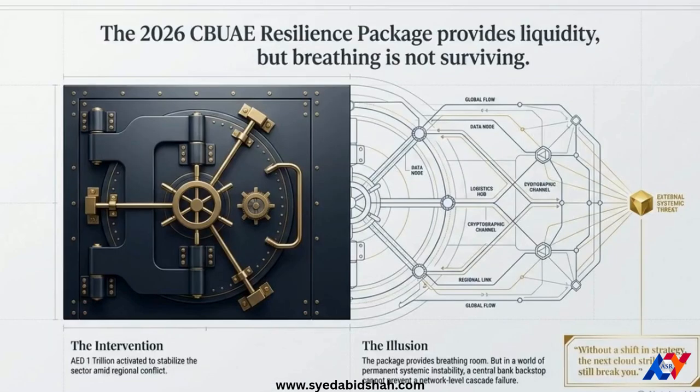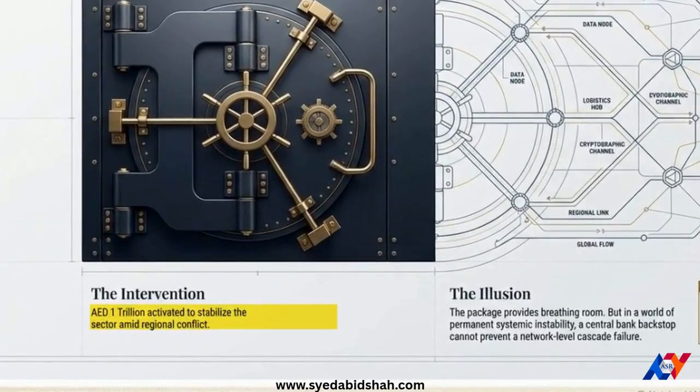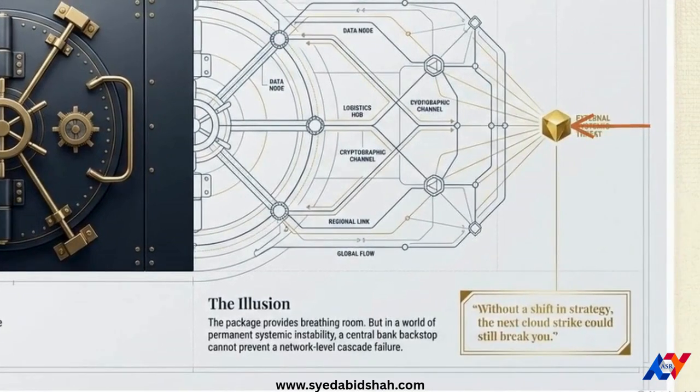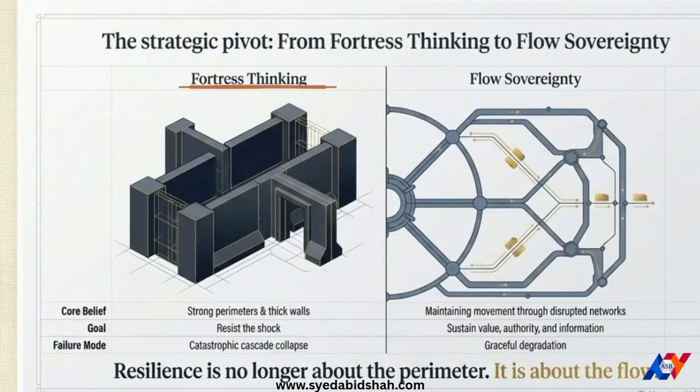This graphic compares the physical security of a bank vault against the complexity of a digital network. While the AED 1 trillion CBUAE resilience package provides a critical liquidity backstop, this central bank intervention alone cannot prevent a network-level cascade failure. This chart contrasts fortress thinking with current requirements.